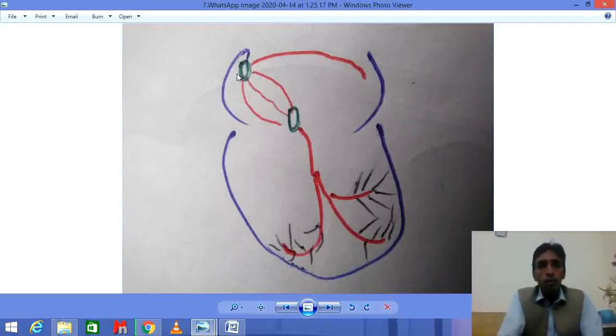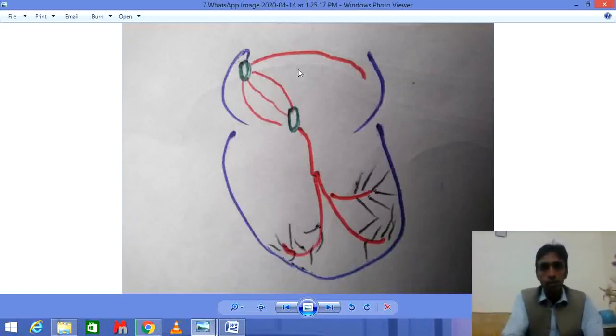Now, when the signal goes from this area to this area, during the conduction of the signal, those areas of the heart get contracted. During the conduction of the signal from the SA node to the AV node or the SA node to the left atrium, each area of the atrium is contracted. I'm talking about the atrium. But when it reaches the AV node, there is a delay of the signal.